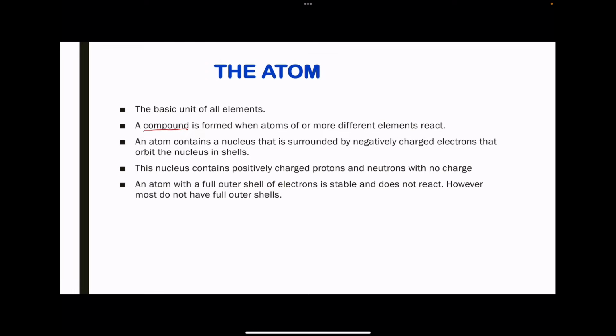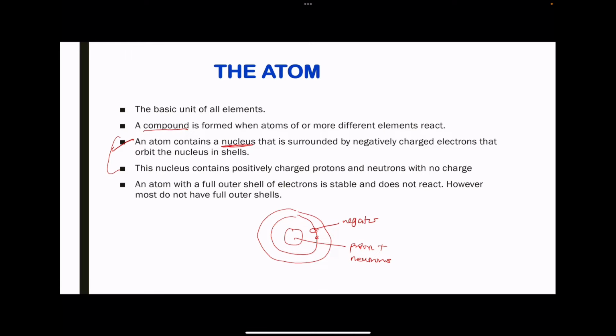Also, we know that inside this atom, there is a nucleus. If this is an atom, there is going to be a nucleus inside. Around the atom, there are going to be some shells surrounding the nucleus, and in these shells, we're going to have some electrons. Inside the nucleus, we're going to have protons that are positively charged, and neutrons that have no charge. We also have to know these electrons are going to be negatively charged. So that is what is explained here.